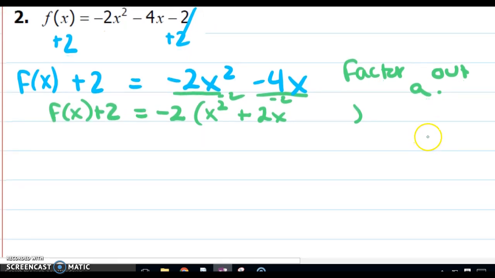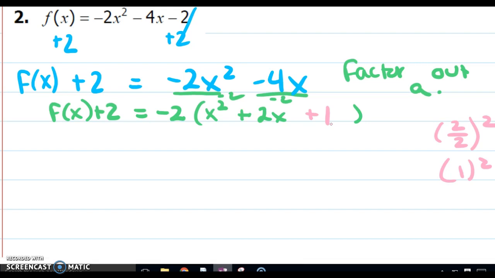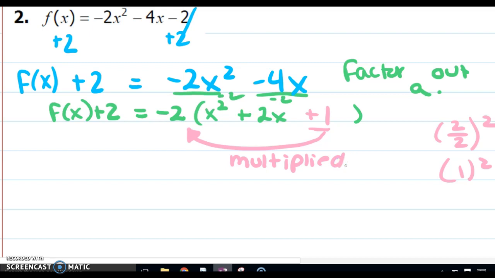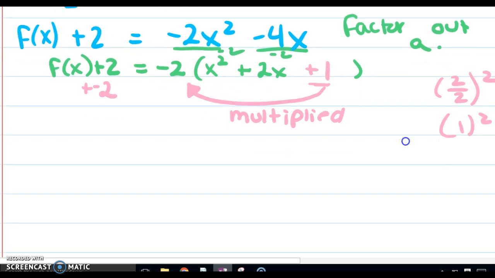And what goes in that space is b over 2 squared. B is 2 over 2 squared, which is 1 squared, which is 1. And what we discussed in class, what makes these more difficult is that you're not technically adding a 1 to the right side of the equation. You're adding a -2 because you're adding a 1 that in the end is actually getting multiplied by -2. So I'm not adding a 1 to the right side. I'm adding a 1 times -2, which is -2. So what we have to end up doing is adding a -2 to this side as well.